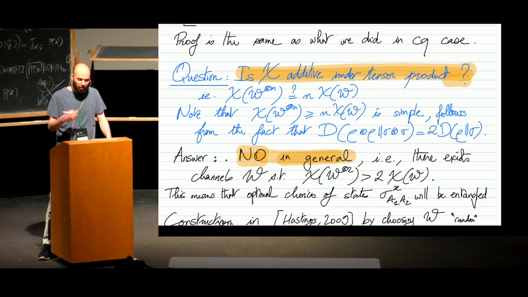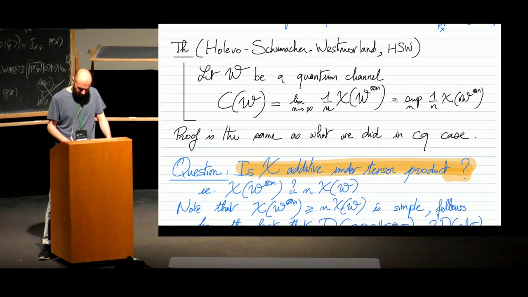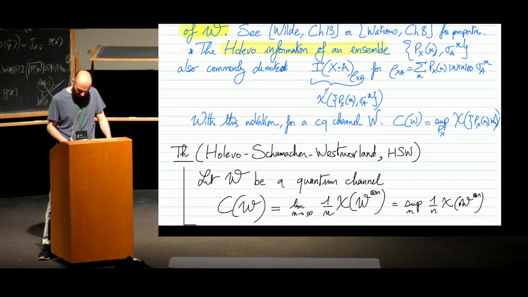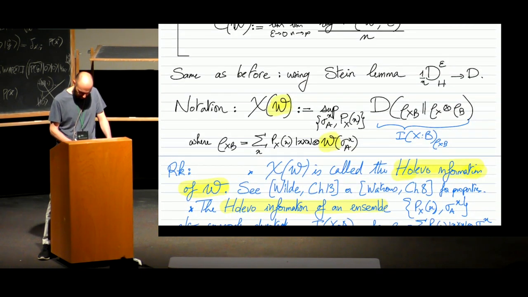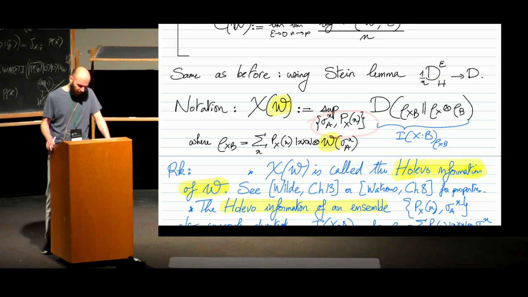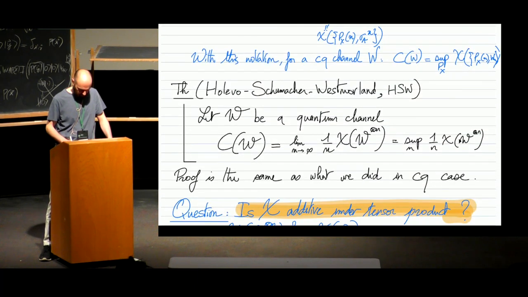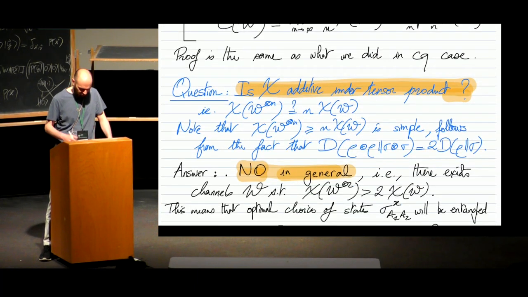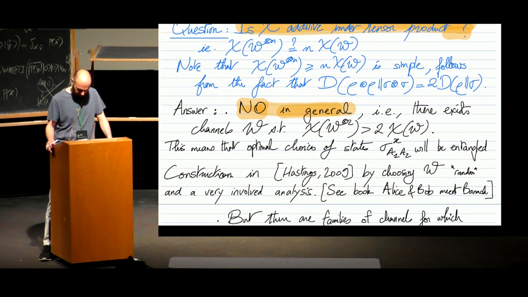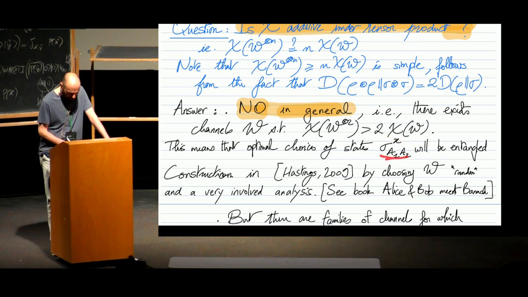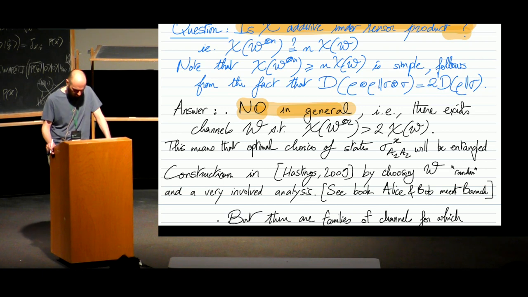In other words, what this is saying is that the ensemble that we optimize over here will not be product between the different channel uses, and you can achieve better by doing that. So you can choose this ensemble of states so that these states will not be of product form.